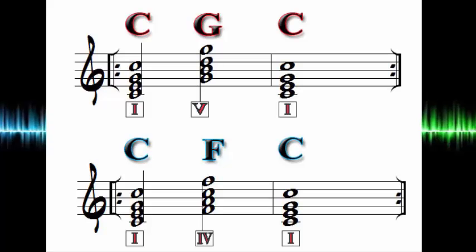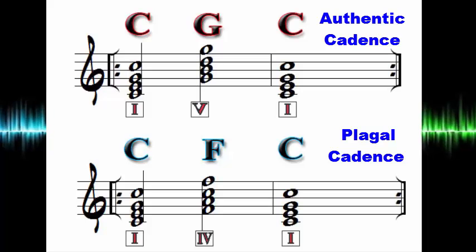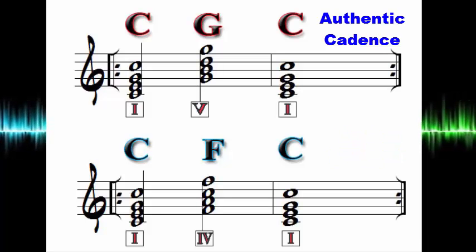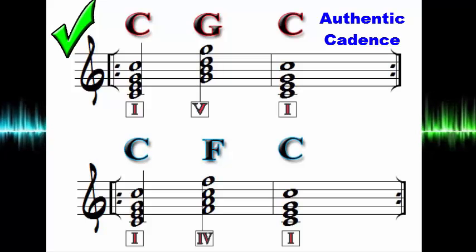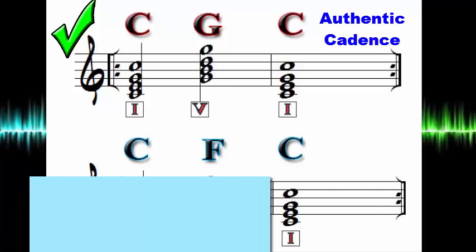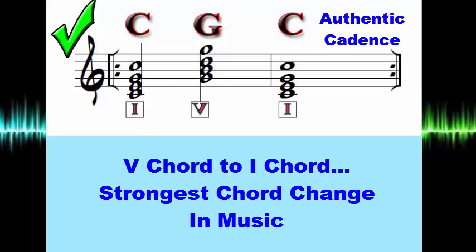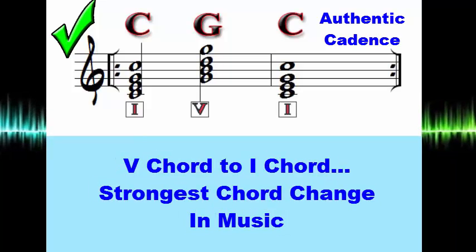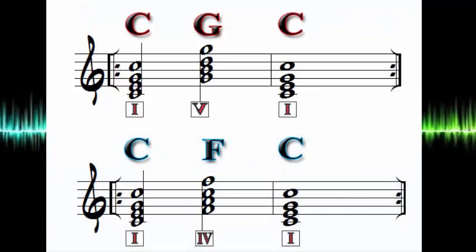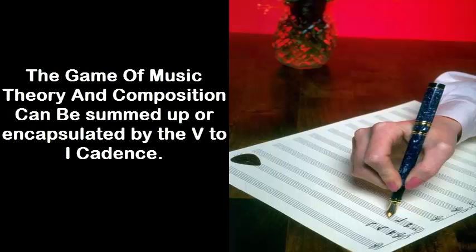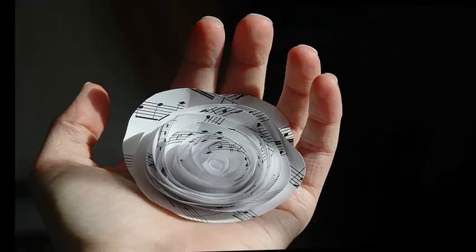The two critical and most important cadences in the world of music are the plagal cadence and the authentic cadence. The most important one is probably the authentic cadence, or the 5 chord going to the 1 chord, G, cadencing to C. This 5 to 1 authentic cadence is known as the strongest chord change in the world of music. The game of theory and composition can be summed up or encapsulated by the 5 to 1 cadence.